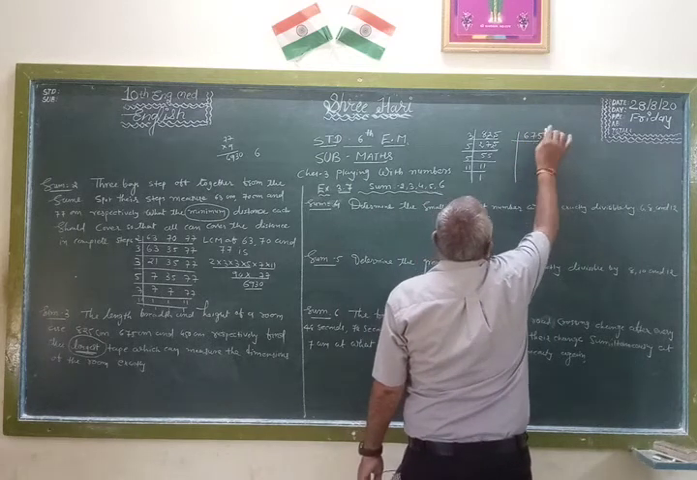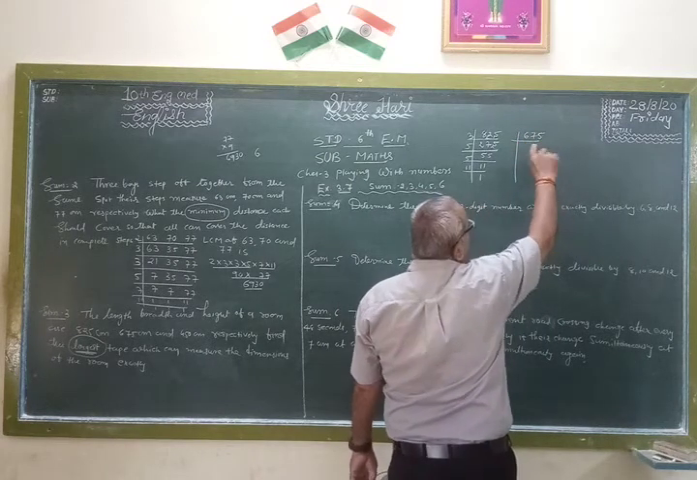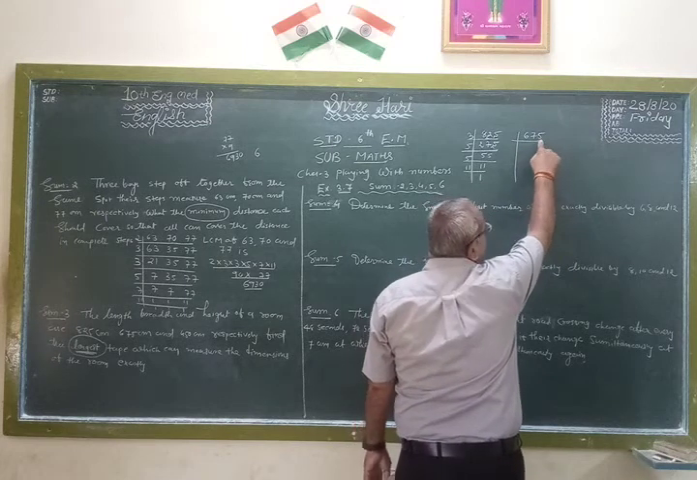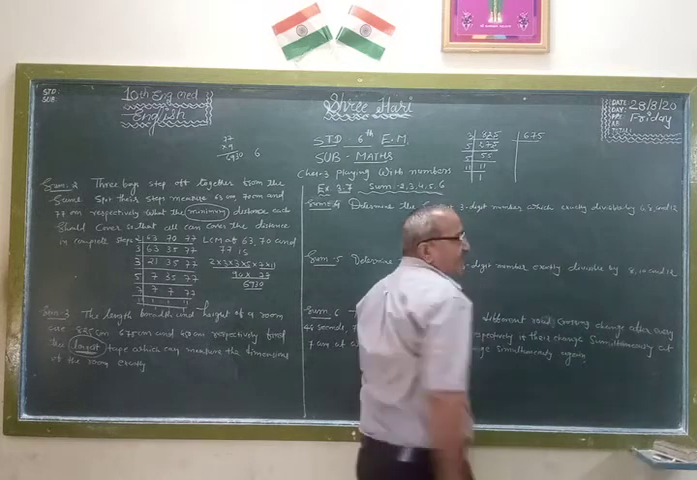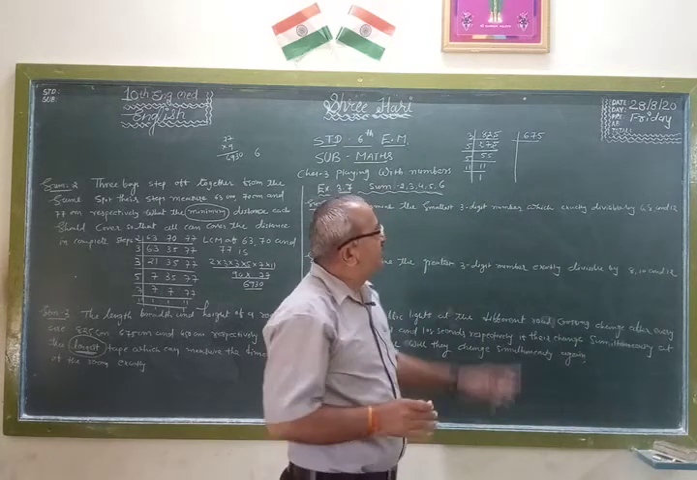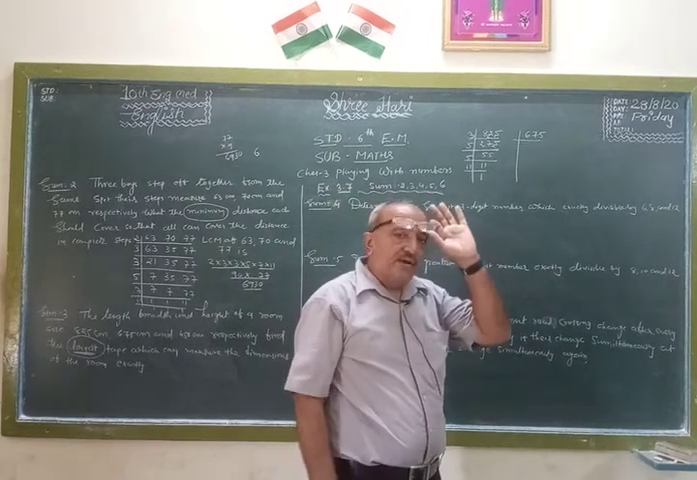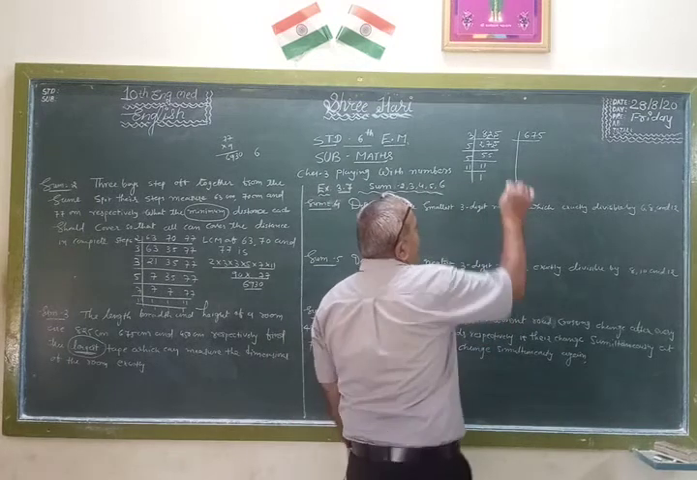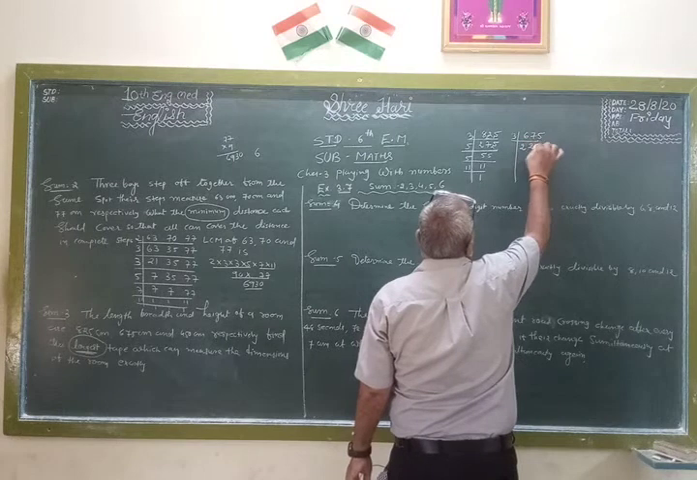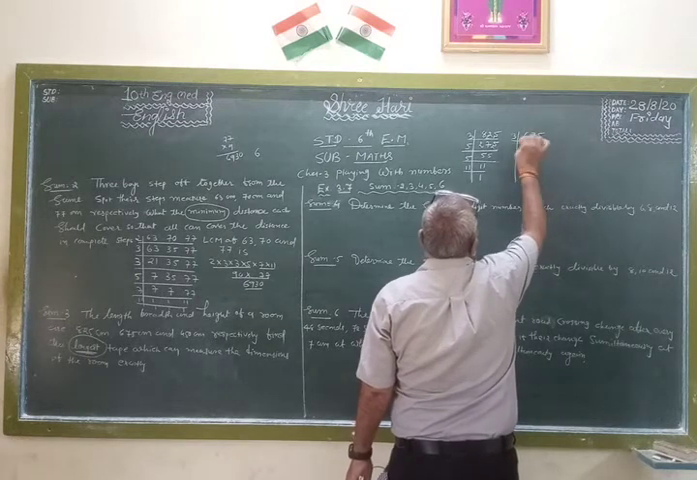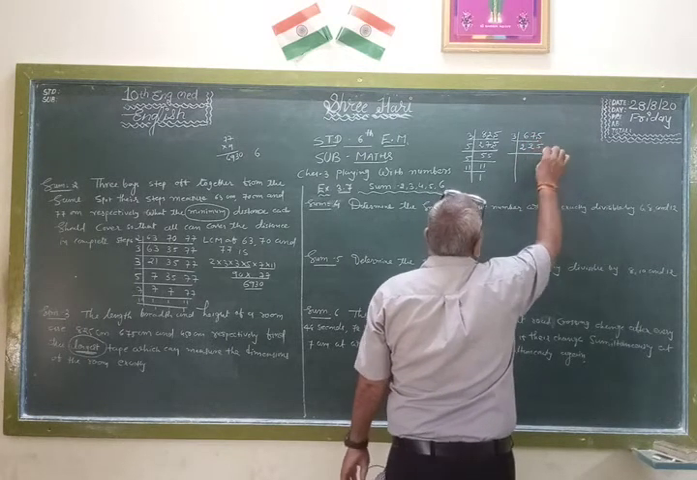675, we can't divide it by 2. The digit sum is 3, 7 plus 5 is 12, plus 6 is 18. 18 can be divided by 3, so the whole number can also be divided by 3. Now 3 twos are 6, again 3 twos are 6, 1 remains, so 3 fives are 15.